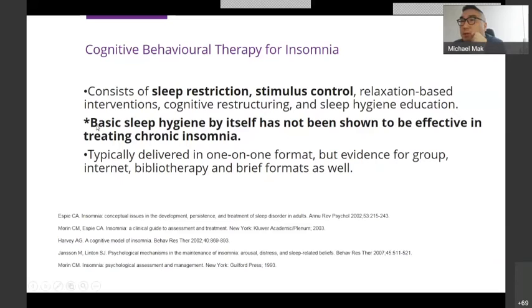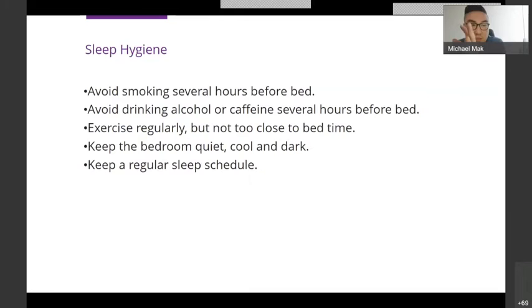One thing I want to bring up is that basic sleep hygiene by itself has not been shown to be effective in treating chronic insomnia. So if you have these components done already, good sleep hygiene, that doesn't necessarily mean that your insomnia will go away. Most good sleepers will have good sleep hygiene, but just because you develop good sleep hygiene doesn't mean that your insomnia will go away. So that's the point I'm trying to make.